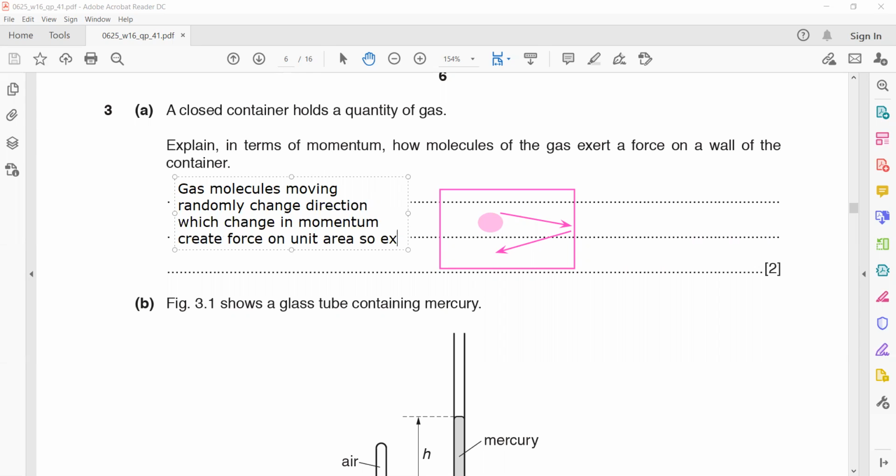So, exert pressure. Basically what happens is, as these gas molecules bounce back off the walls, there is a change in momentum. Whenever there is a change in momentum, there is always a force. And when there is a force on a unit area, there will be a pressure. So this is how, in terms of momentum, we can explain how gas molecules exert pressure on the walls of the container.